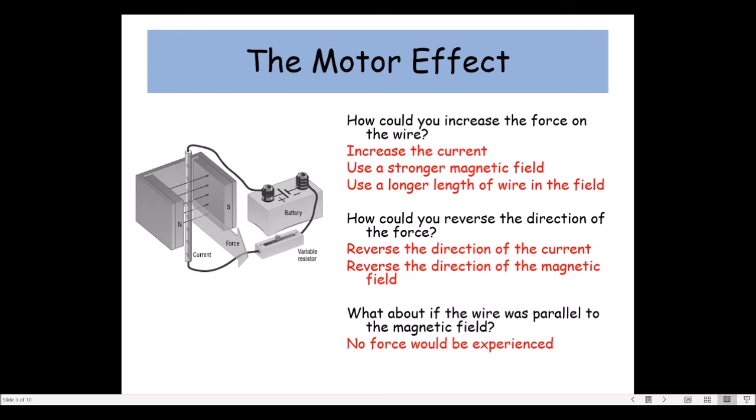So if you want to experience a force, you need a situation where the magnetic field, here from north to south, and the current are at 90 degrees to each other. And the force that the wire experiences will then be at 90 degrees to both the current and the magnetic field. But that is the focus of the next video.